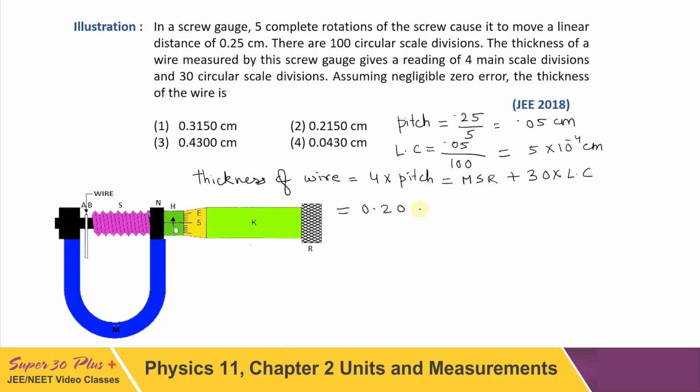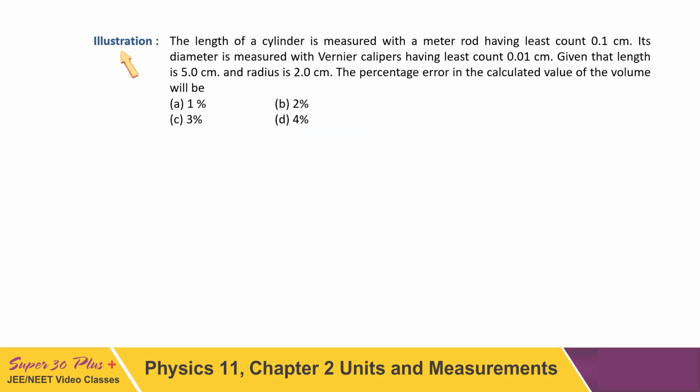If you do the calculation, 4 into pitch will give you 0.20, plus 30 into least count, 0.0150 centimeter, and on addition it will come out as 0.2150. Here it is given negligible zero error, so there is no need to write the correction. This will be the correct value, 0.2150 centimeter. Which option is this? Second option.